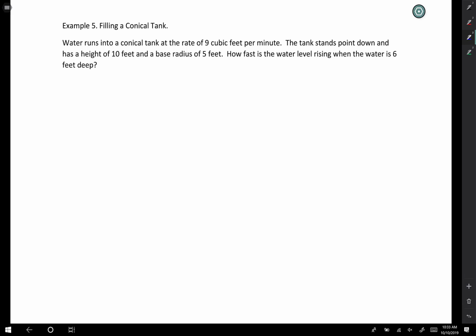Water runs into a conical tank at a rate of 9 cubic feet per minute. All right, so right off the bat, I'm going to write dV/dt is 9 cubic feet per minute. The tank stands point down and has a height of 10 feet and a base radius of 5 feet. How fast is the water level rising when the water is 6 feet deep? Oh, that sounds like a really good question. Draw a picture.